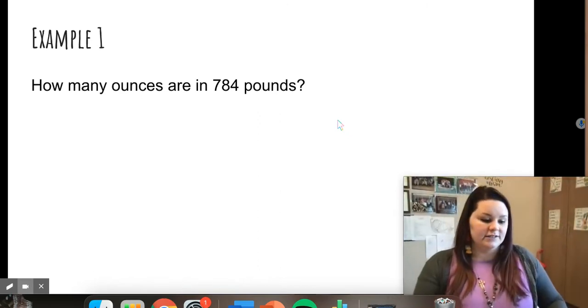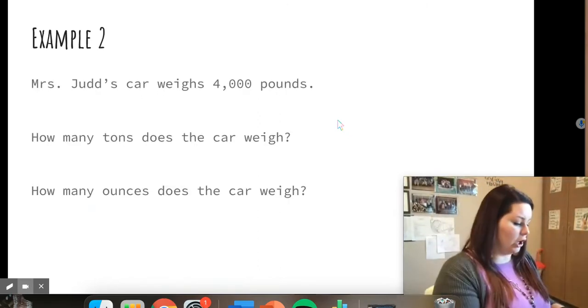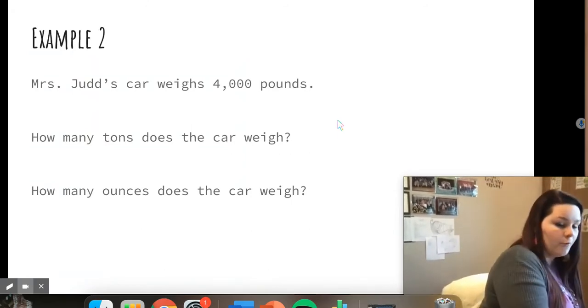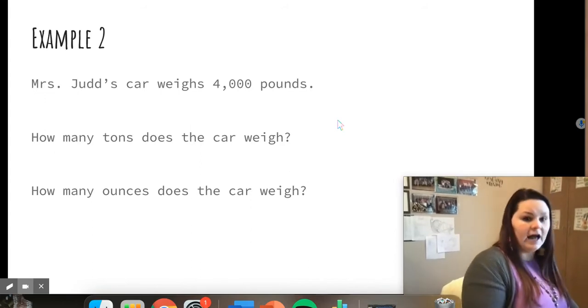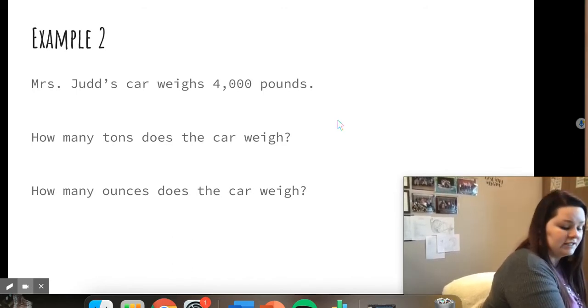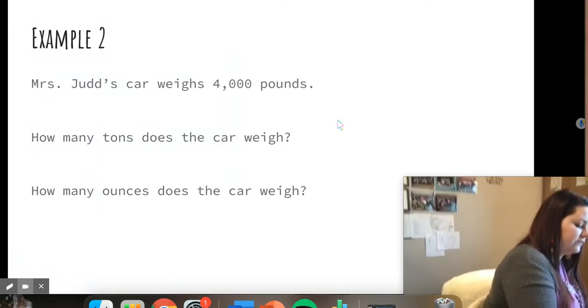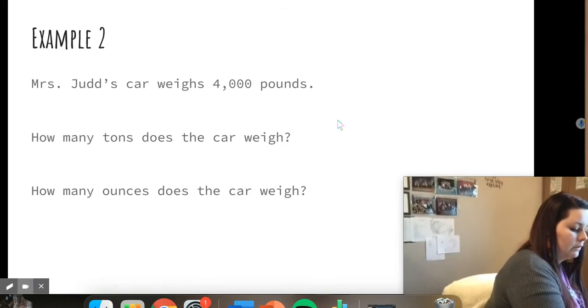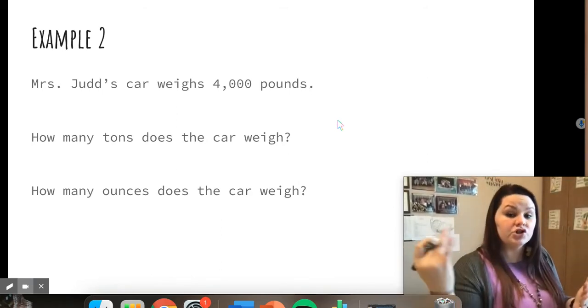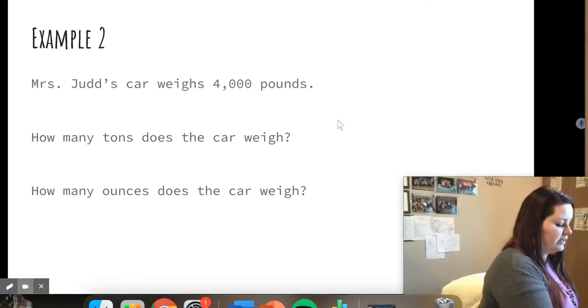So let's look at our next example. Mrs. Judd's car weighs 4,000 pounds. Wow. So the first part says, how many tons does the car weigh? So we have 4,000 pounds, and we are looking for tons. Okay, how many tons is 4,000 pounds? So step 1, we're going from pounds to tons, which is tons are smaller than pounds. So we're going to be dividing.